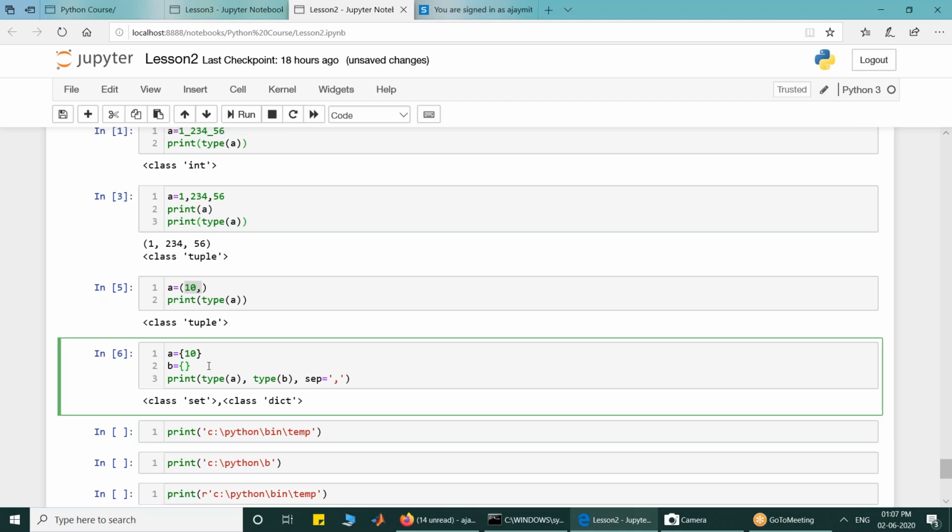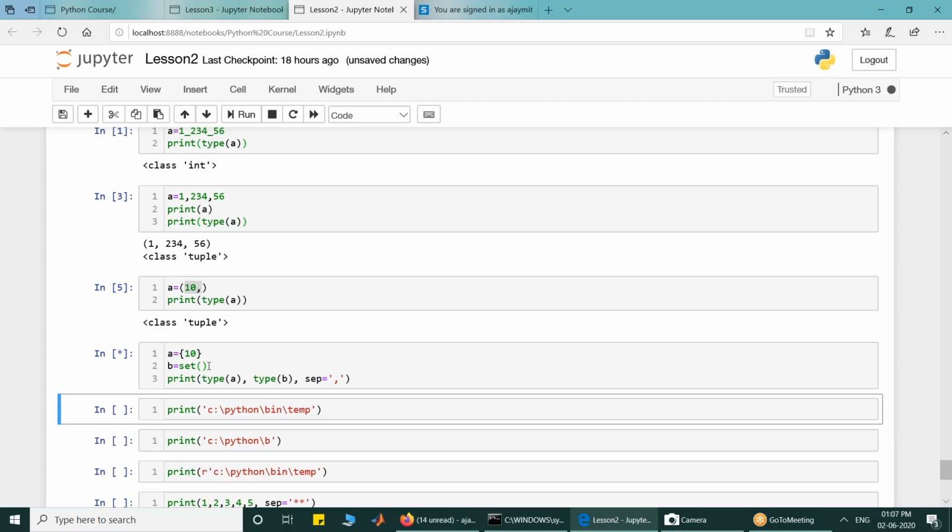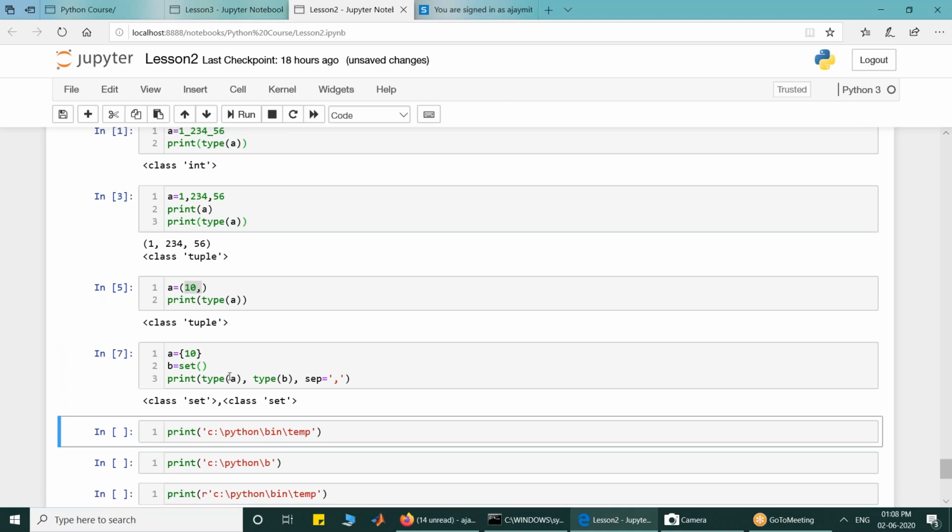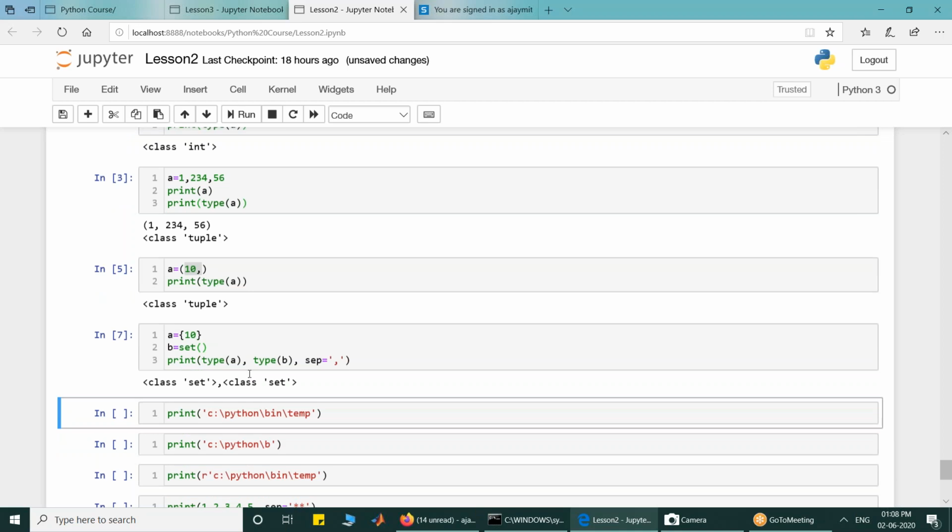Dipinder Kaur has written that I should write it like this, curly empty square. No, Dipinder, if you do that, it becomes an empty list. Yes, Karthikeyan has written correctly. If I call the constructor set, and then write it, this becomes an empty set. So B is an empty set now.